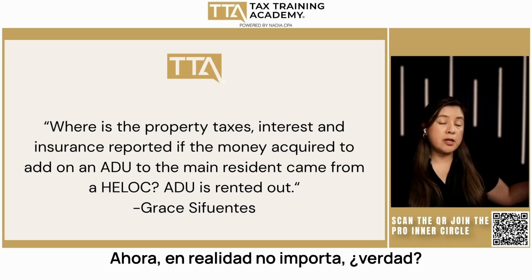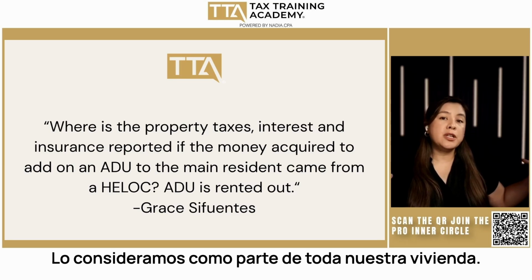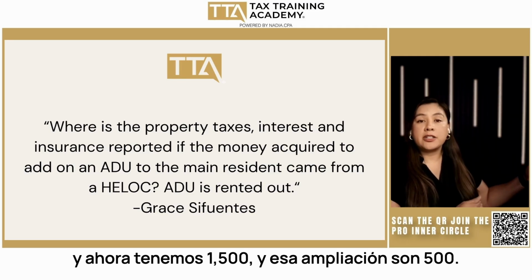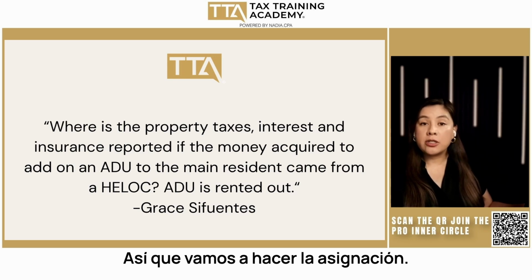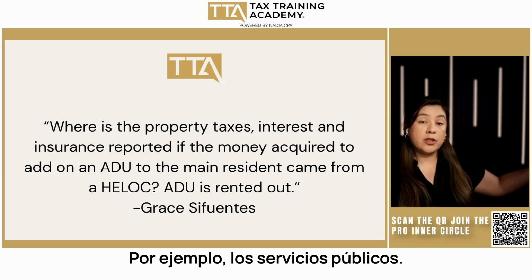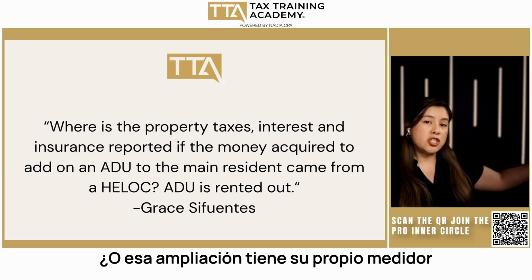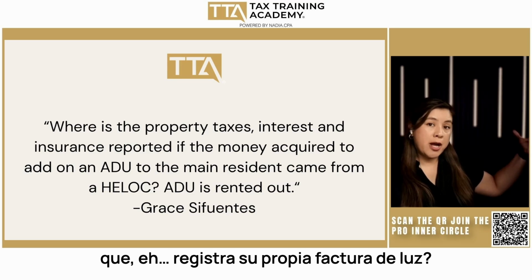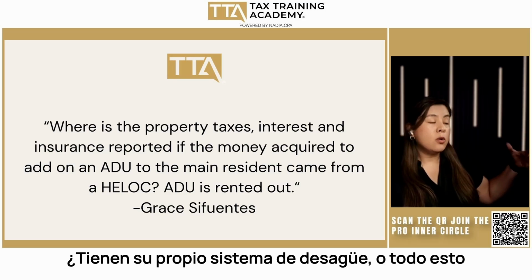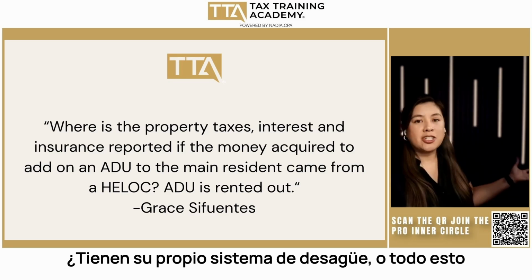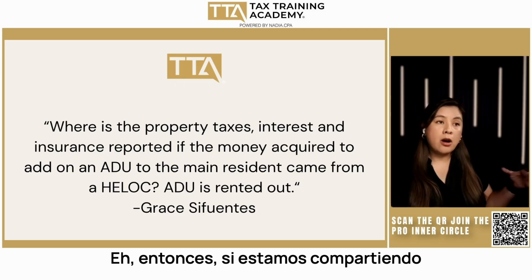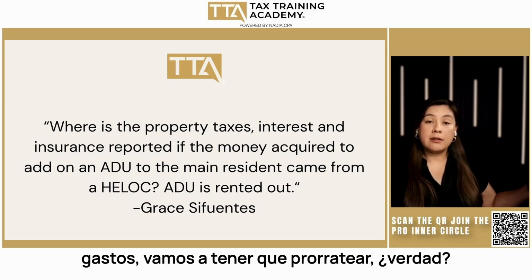We consider it as part of our whole residence. So let's say our square footage was 1,000 and now it's 1,500, and that addition is 500. So we are going to do the allocation. Are there any expenses that we are sharing with that addition? For example, utilities, or does that addition have its own meter that tracks its own electric bill? What about the plumbing? Do they have their own drainage system, or is this all part of our city water bill? So if we are sharing expenses, we're going to have to allocate, right?